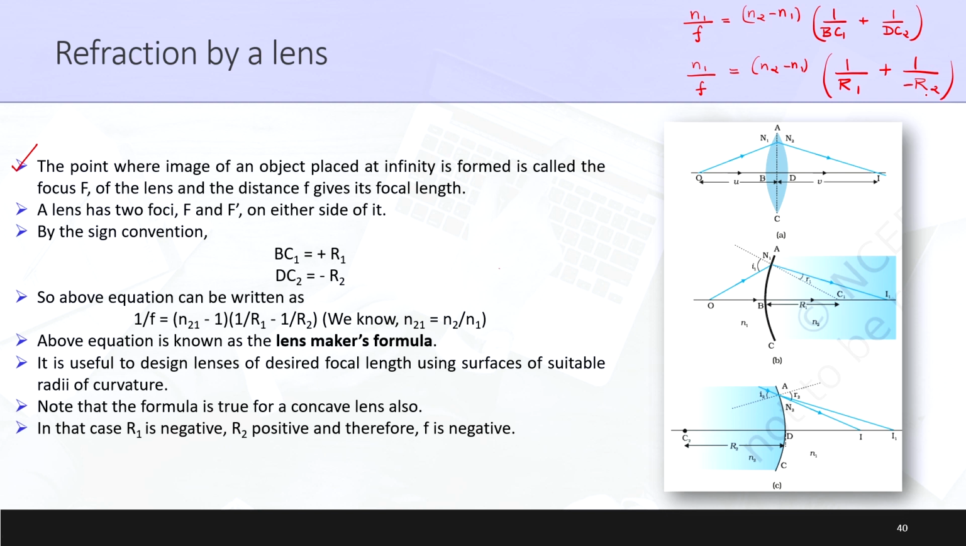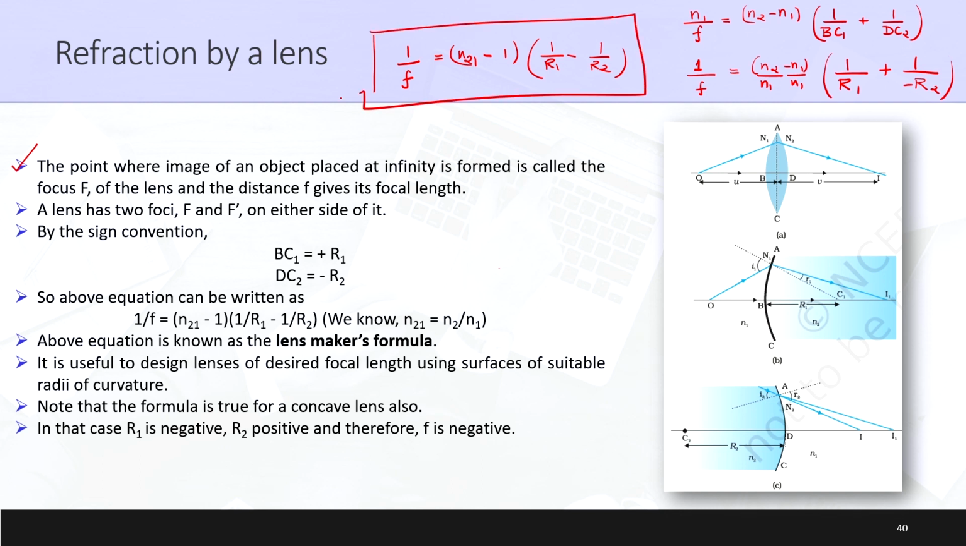This is nothing but your Lens Maker's formula. Also, you can do one thing, you can divide the complete equation by n1 here. Dividing the complete equation by n1, the n1 will change to 1, this will be n2 by n1, and this will be n1 by n1. Now, writing this equation again, you will get 1 by f equal to n2 by n1, which is nothing but n21, minus 1 into 1 by R1 minus 1 by R2. So, this is nothing but your Lens Maker's formula. Okay.